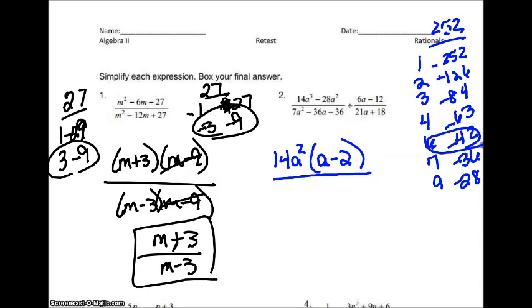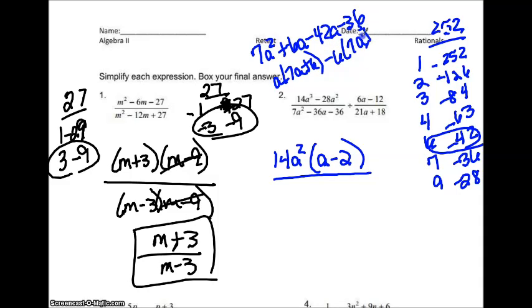It's going to be 6 and negative 42, but you can't write it yet. You got to pull over the 7a squared plus 6a minus 42a minus 36. Pull out an a, and you have 7a plus 6 minus, pull out a 6, and you have 7a plus 6. So the bottom of this is going to be 7a plus 6 and a minus 6.